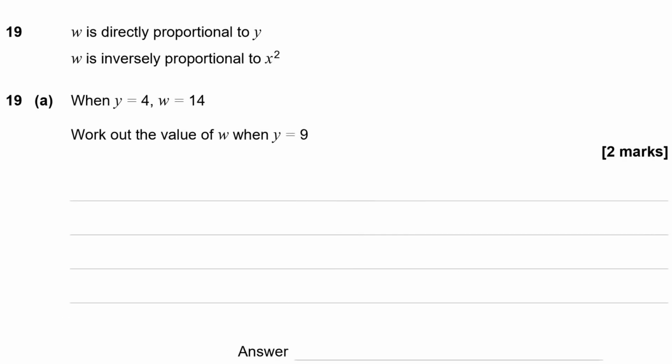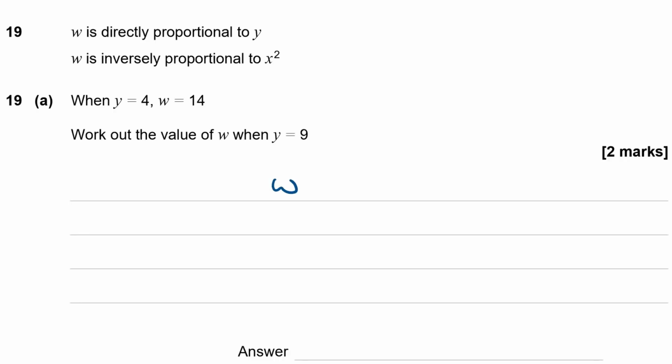Okay, question 19. W is directly proportional to Y and W is inversely proportional to X squared. Part A wants us to find W when Y is 9, and it gives us a pair of values for Y and W that go together. Okay, let's start off with the relationship.